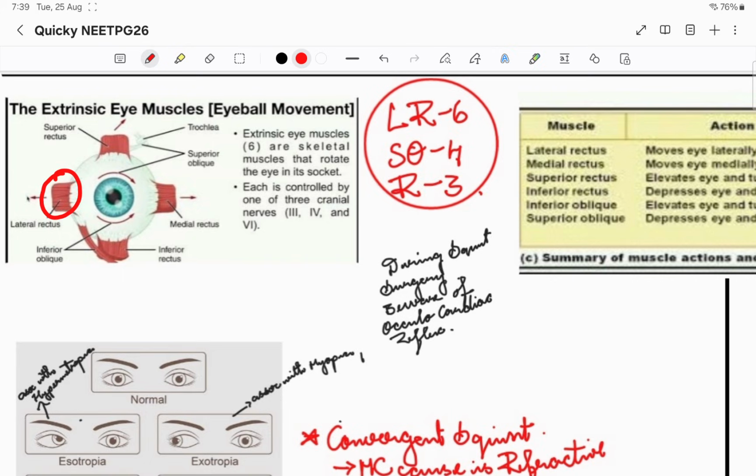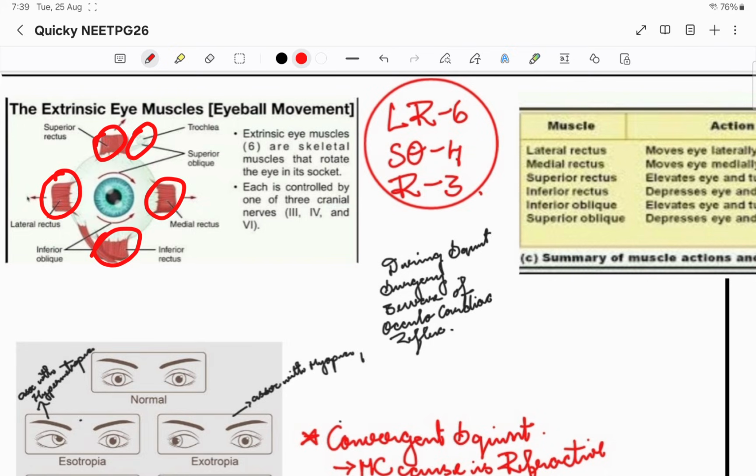That is LR6, the lateral rectus will be supplied by the sixth cranial nerve, whereas the superior oblique muscle will be supplied by the fourth cranial nerve, whereas all the other muscles will be supplied by the third cranial nerve. Okay, so oculomotor nerve, basically the third cranial nerve. So this is the thing.